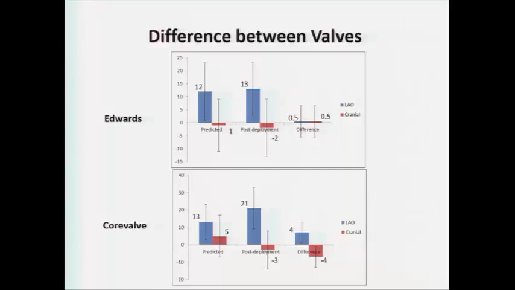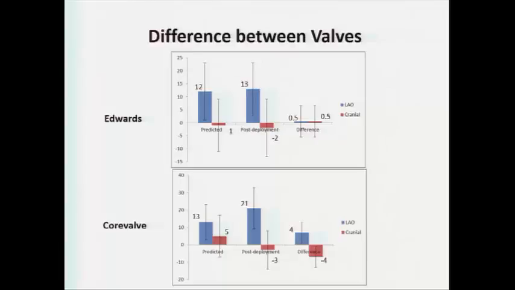Firstly, for Edwards, if we look here, this is LAO and this is cranial. The initial predicted angle was on average 12 LAO, 1 caudal, and the actual post-deployment was 13.2. In other words, there's no difference between the two, so it gives you a correct assessment.